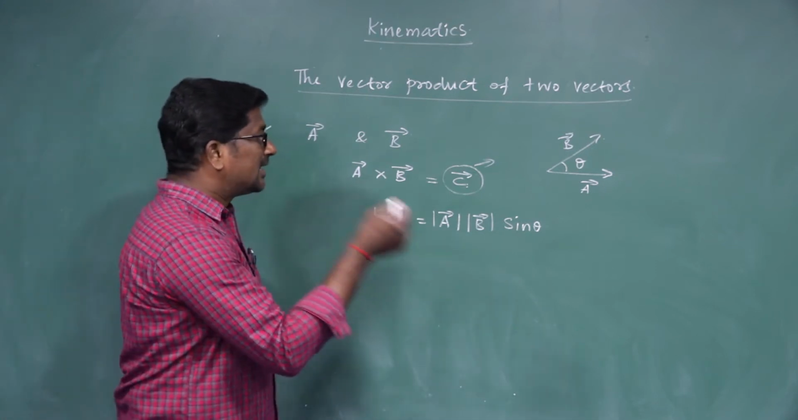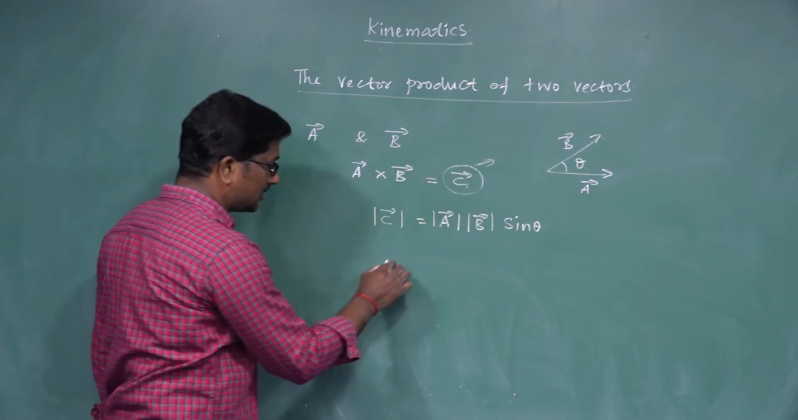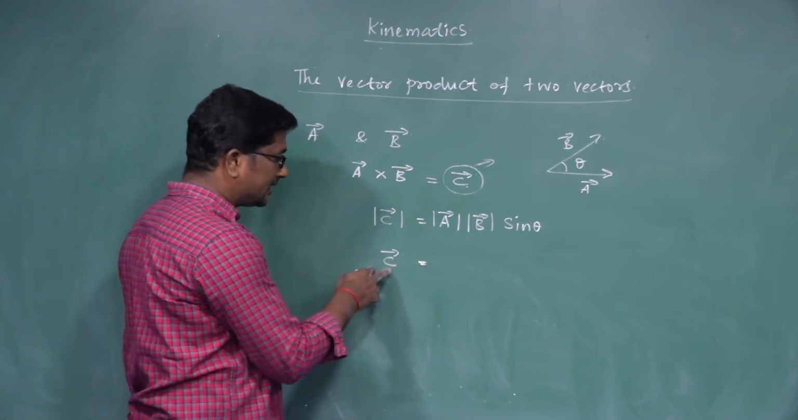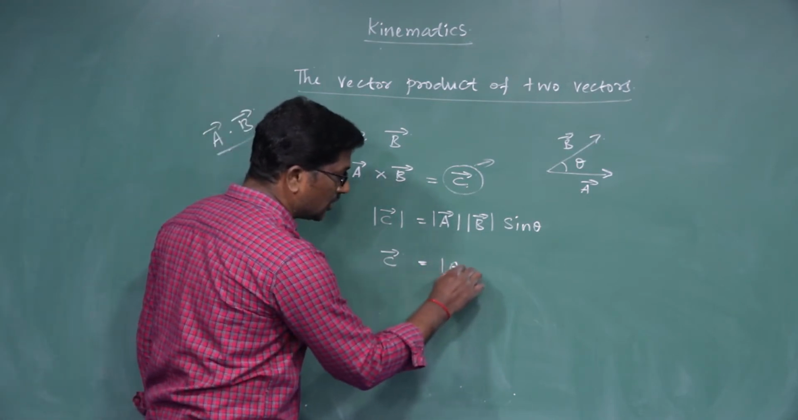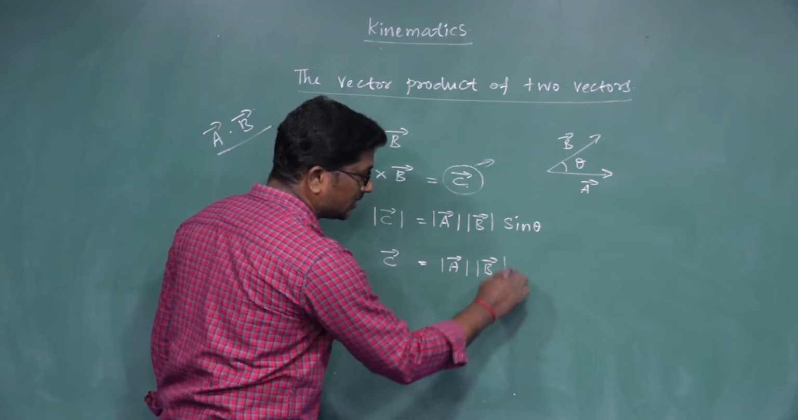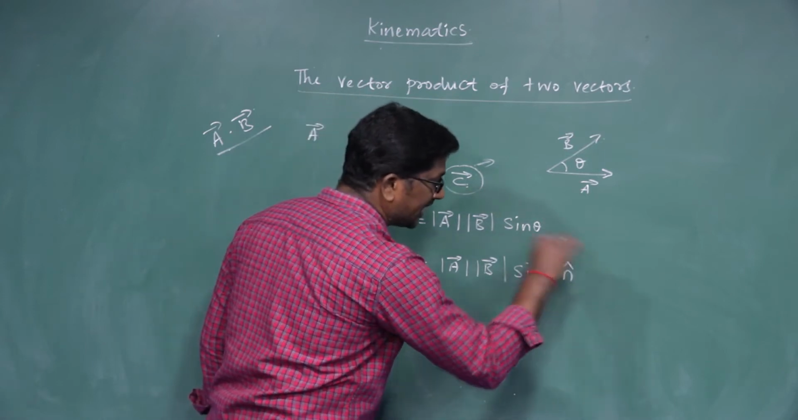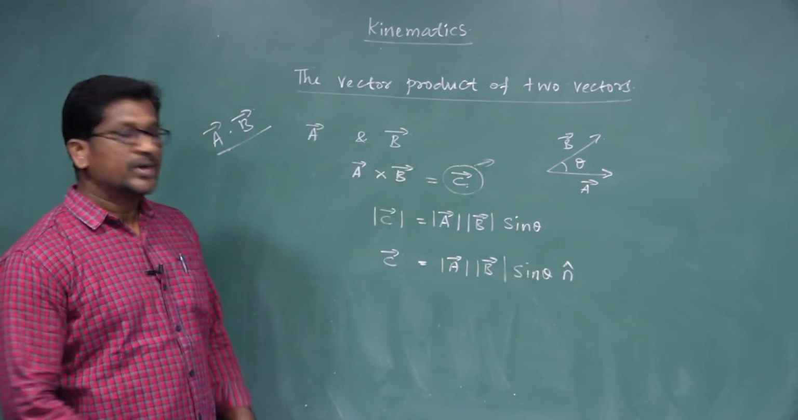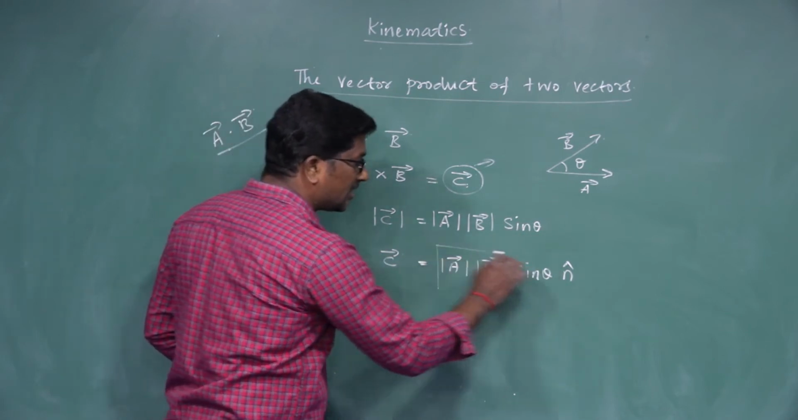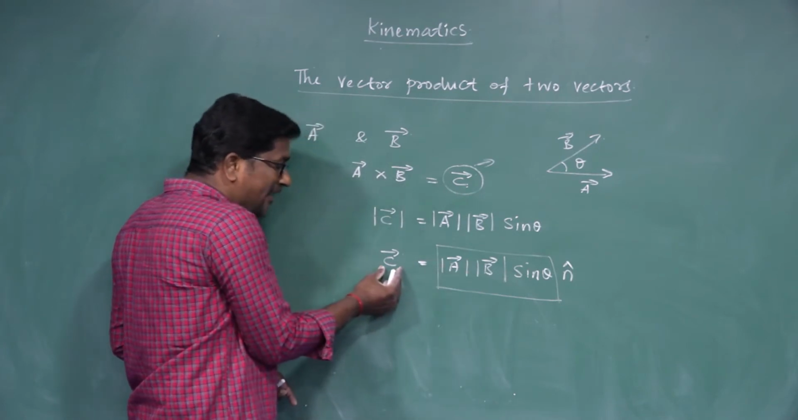Right? The direction and the magnitude of the resultant vector can be written as C vector is equal to modulus of A vector, modulus of B vector, sin theta, into n cap. In this equation, modulus of A vector into modulus of B vector into sin theta gives the magnitude of C vector.